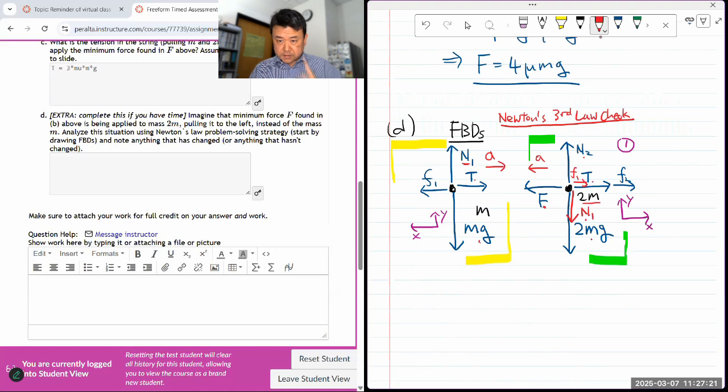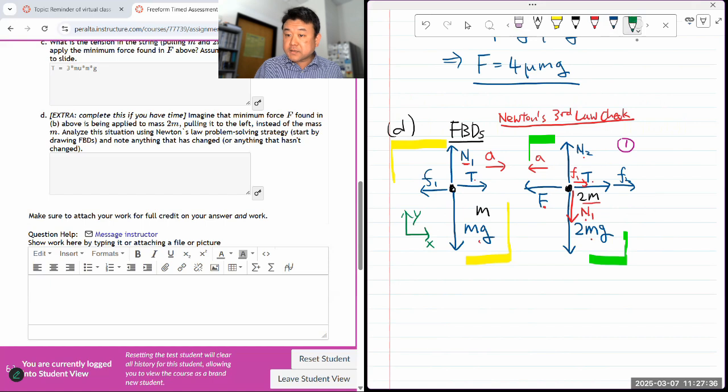So with this change, I think I want to change the direction of my axis. For block M, now the positive x-axis will be to the right. For my block 2M, the positive x-axis will now be to the left. Again, the acceleration is in the direction of the positive axis.